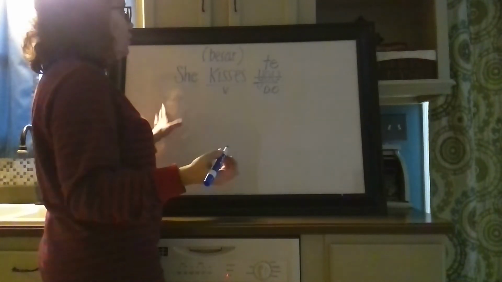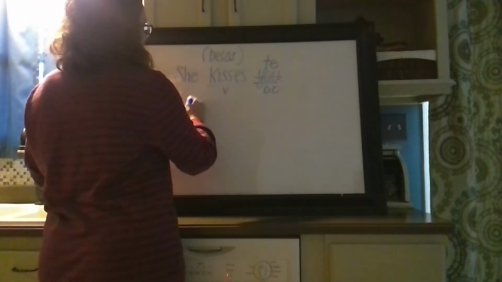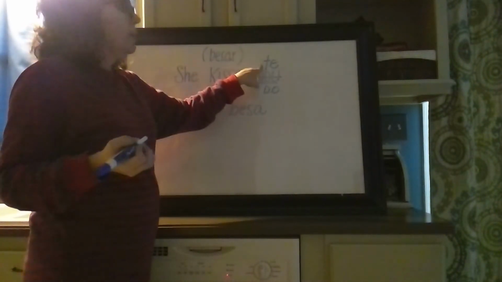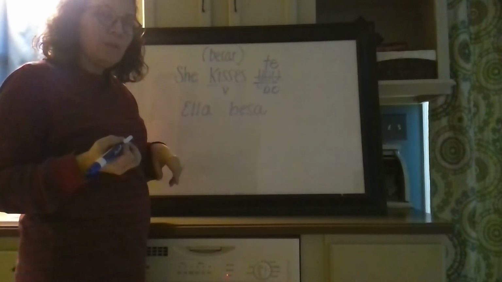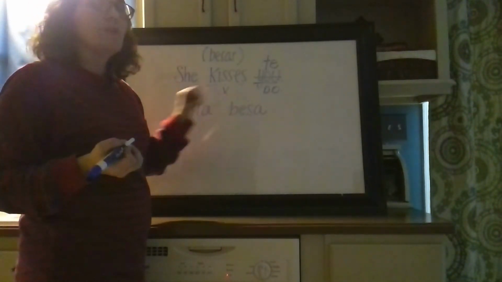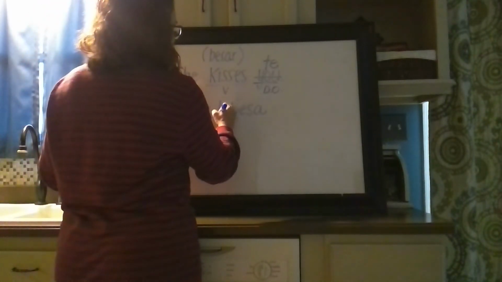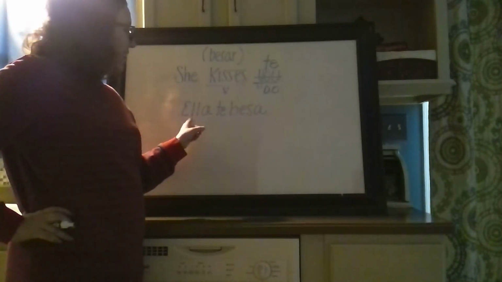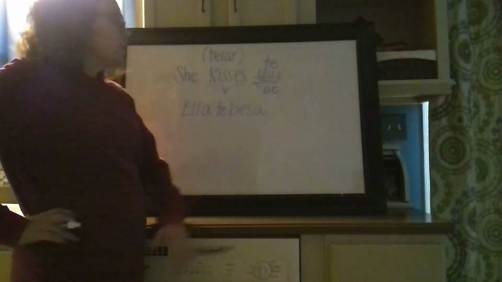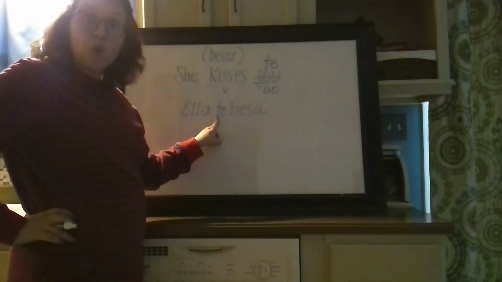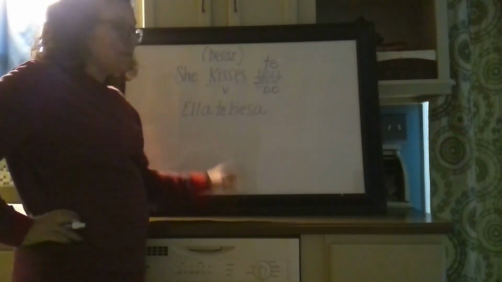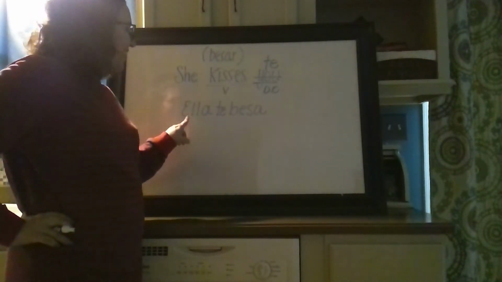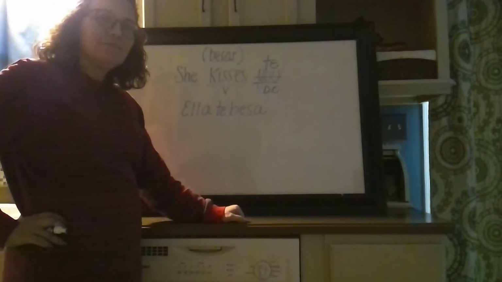So let's try this one. She kisses you. She kisses. Ella besa. We already determined that te is our direct object pronoun. This is a conjugated verb. So where's that going to go? Before the conjugated. Ella te besa. Or she kisses me. Ella me besa. Or she kisses us. Ella nos besa. She kisses him. Ella lo besa. She kisses them. Ella los besa.